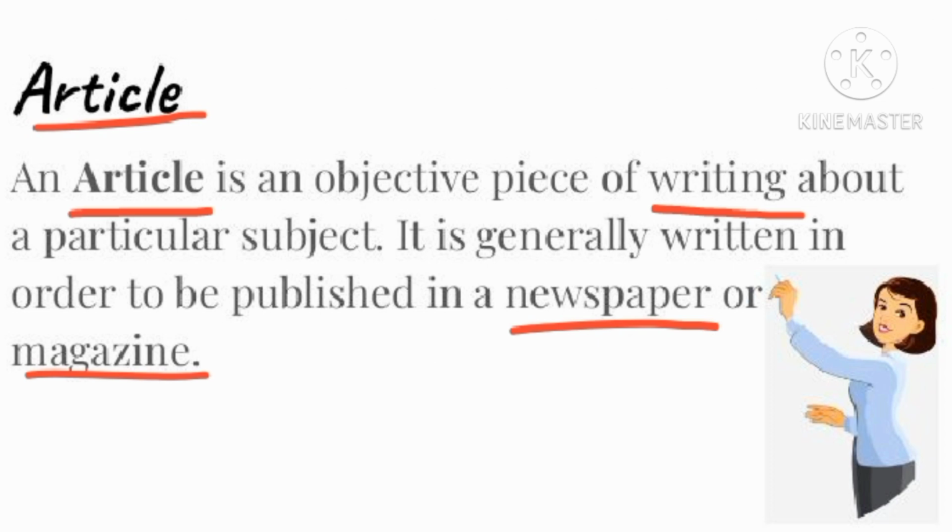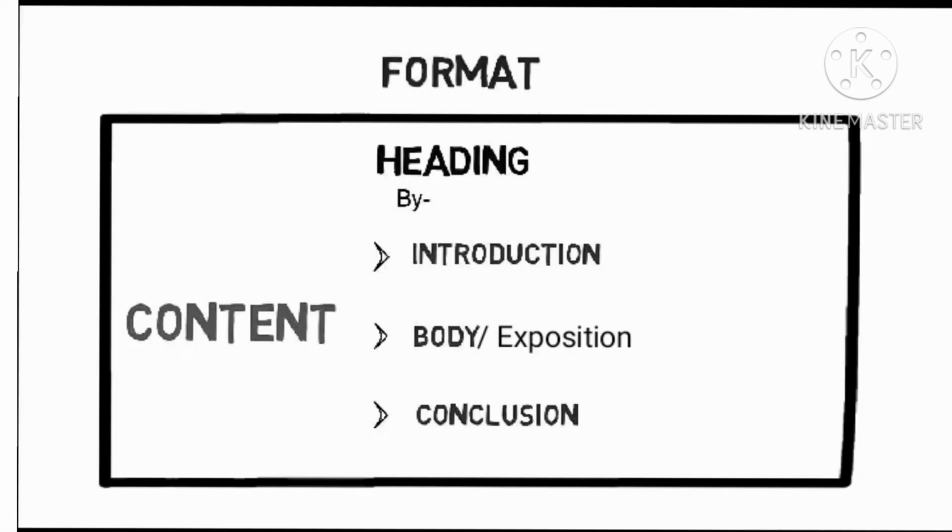The main motive behind writing an article is that it should be published in either newspapers or magazines or journals so that it can make some difference to the world. An article must be organized in a proper way so that it can draw the attention of the readers. The basic format for an article is the heading or the title, the byline, which is the line that has the writer's name, and the content, which is further divided into three parts: the introduction, the body or exposition, and the conclusion.